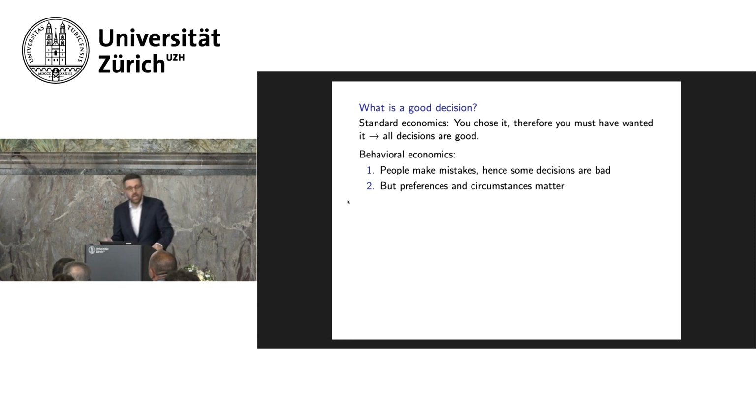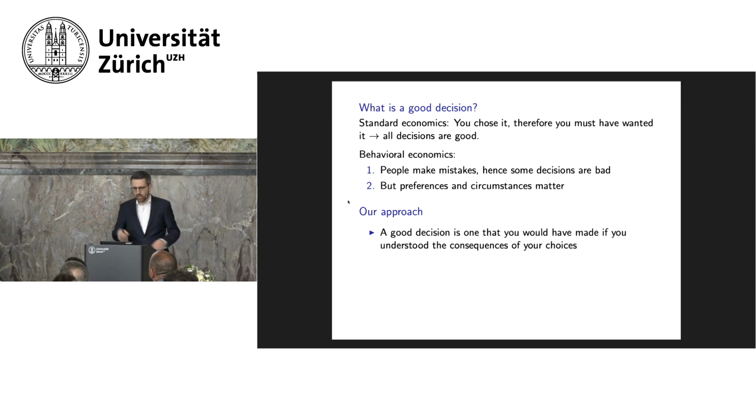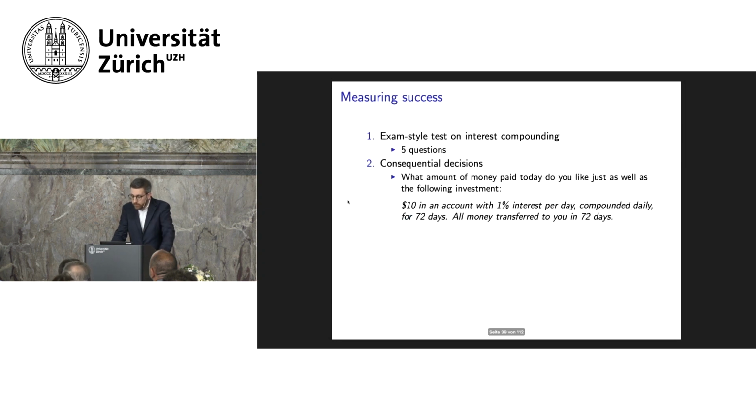So we don't want to just say, your valuation should be $18. That would be paternalistic. So how can we measure the quality of decision-making? Here's our approach, which is similar to the approach taken in other papers in behavioral public economics. A good decision is one that you would have made if you understood the consequences of your choices.